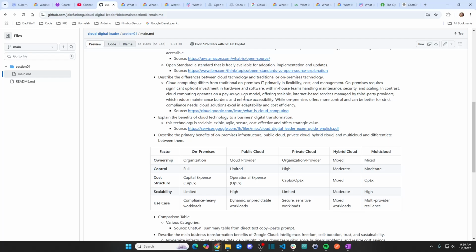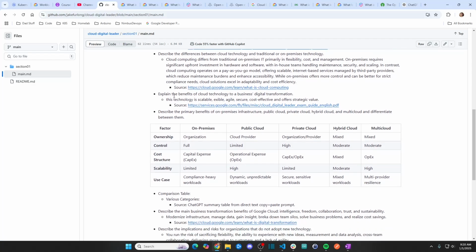In contrast, cloud computing operates on a pay-as-you-go model, offering scalable, internet-based services managed by third-party providers, which reduce maintenance burdens and enhance accessibility. While on-premise offers more control and can be better for strict compliance needs, cloud solutions excel in adaptability and cost efficiency. Again, this references the What is Cloud Computing article, which I've already recommended that you read in its entirety.